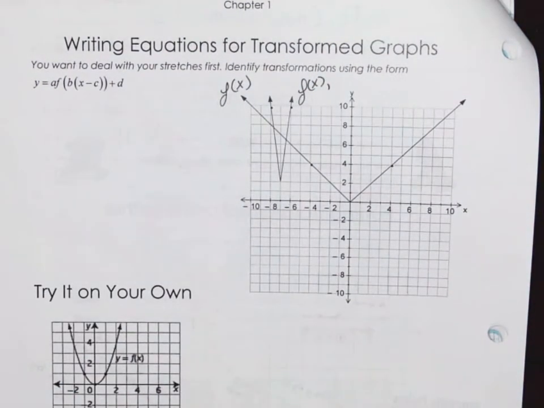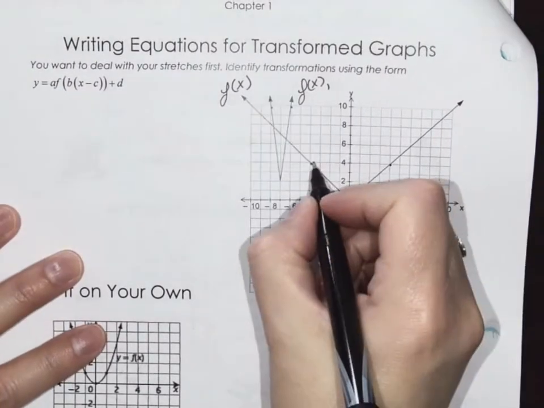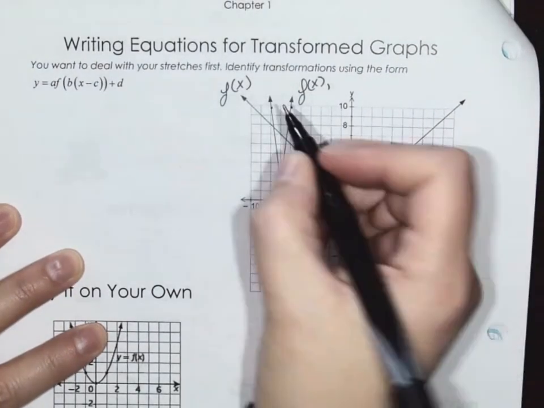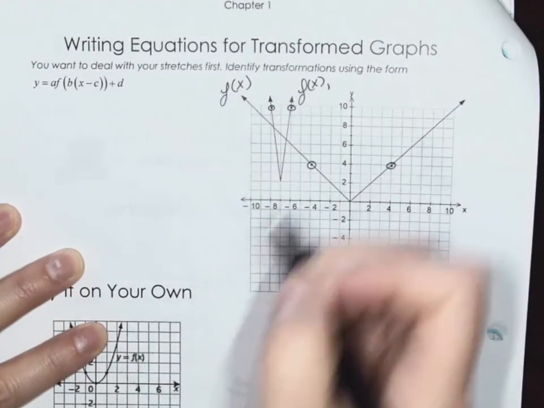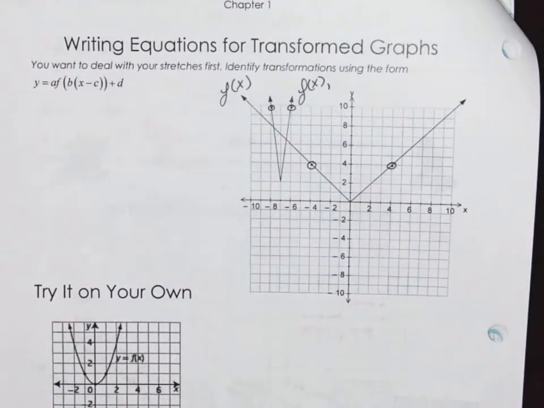Alrighty. Now I want to point out that these points translate to those points on the graph. Now it just looks like I have some wide-eyed creatures. So those are the points that I'm going to be talking about.